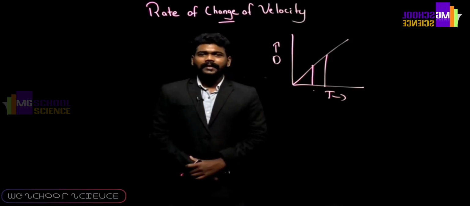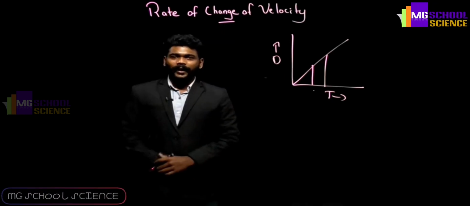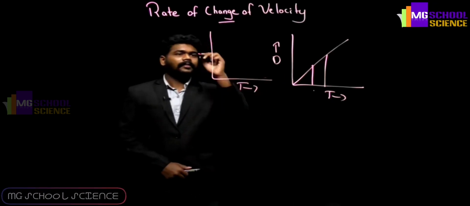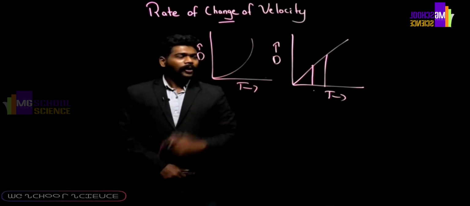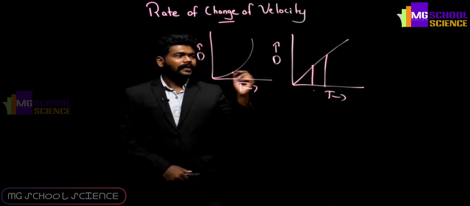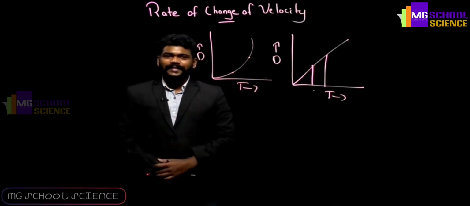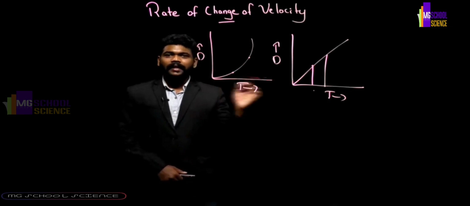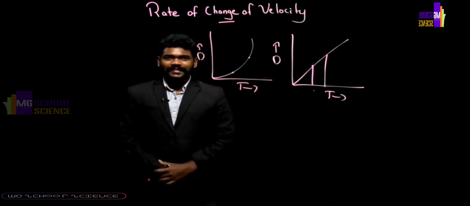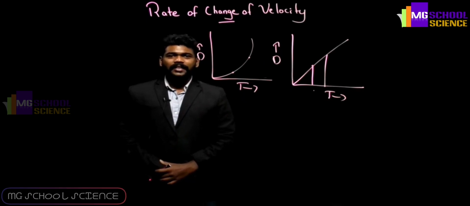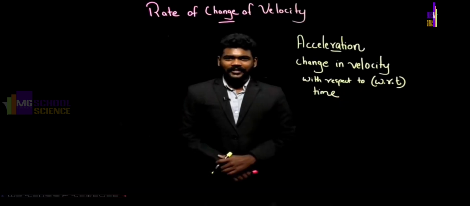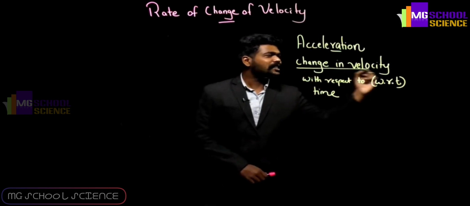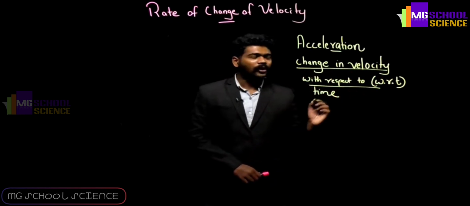Now, what if we consider a non-uniform motion? Then you get a graph which is anything other than a straight line, right? Now, whenever you take the velocity at different instants of time, we see that the velocity will be different. That is, there is a change in velocity with respect to time. You can call this rate of change of velocity nothing but acceleration. Acceleration is nothing but the measure of change in velocity with respect to time.